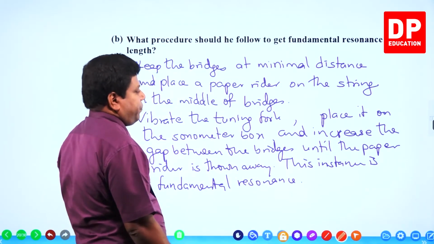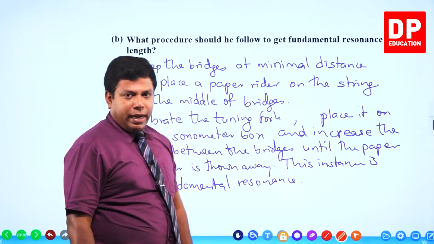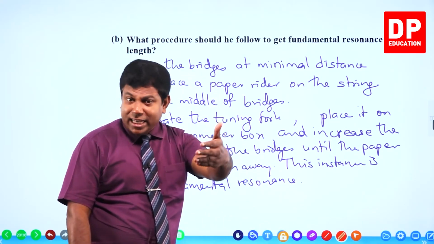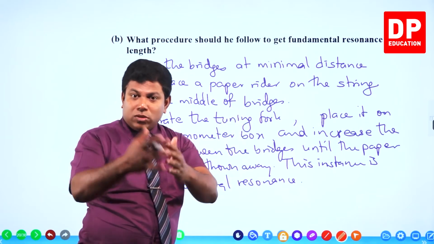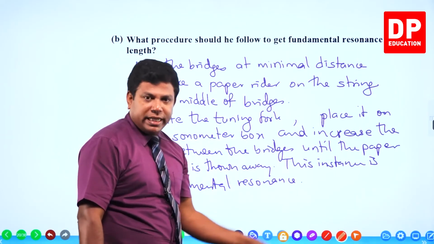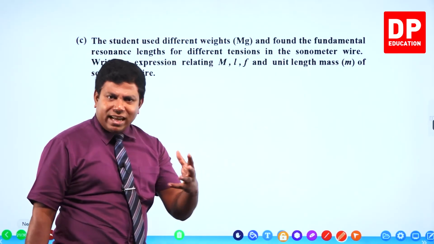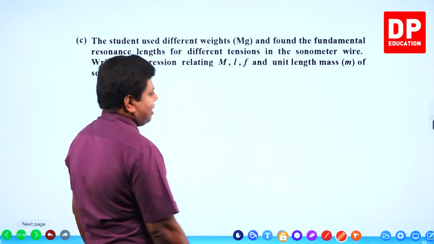Fundamental resonance. Clear? Right. So this we did not discuss in this experiment. We have done this in another experiment. You can always go back and check those other experiments where we have done this procedure. The student used different weights and found the fundamental resonance lengths for different tensions in the sonometer wire. Write an expression relating M, L, F and unit length mass m of sonometer wire. They say write, so you don't have to derive it. You can straight away write it, but let's see how to derive it.